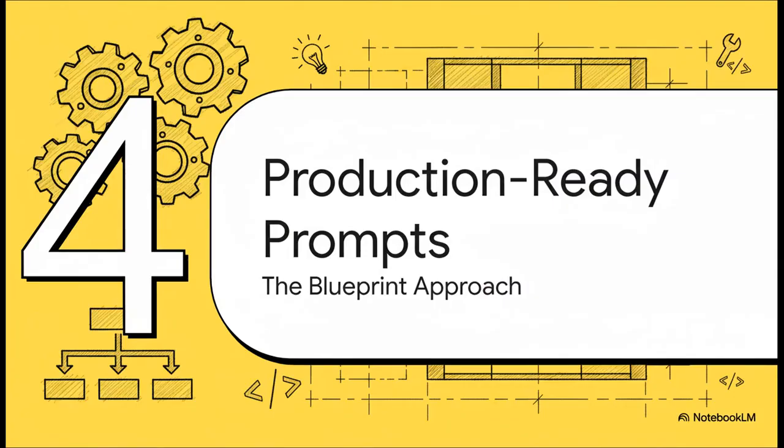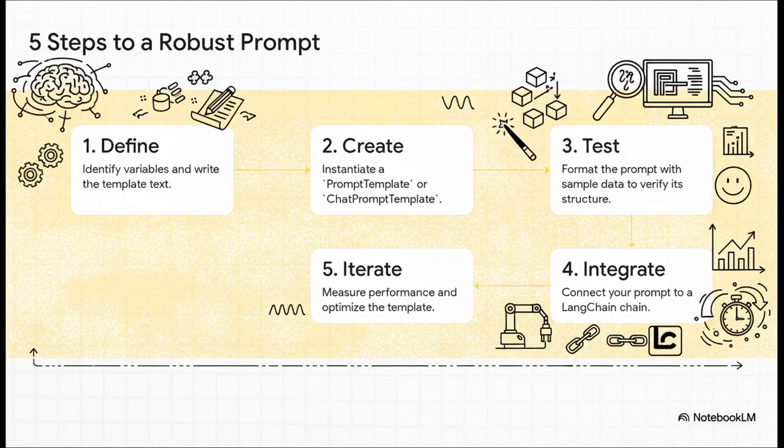Okay, so the benefits are pretty obvious by now. So let's get down to brass tacks. How do you actually do this? How do you build these production-ready prompts in your own code? Well, it's actually a really simple process. It really comes down to these 5 steps.